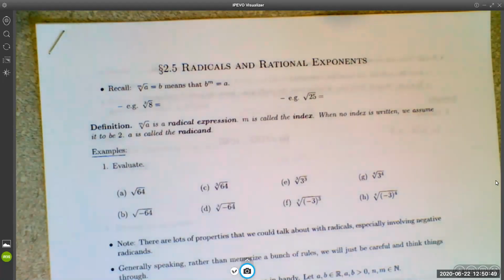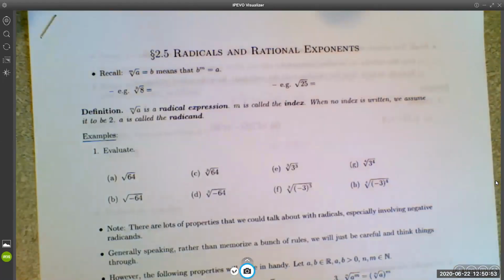All right, 2.5 are about radical, or 0.6 is about radical functions. So we're going to spend some time just reacquainting ourselves with radicals and radical notation in this section. And then we'll talk about how to graph and solve equations involving radicals and things like that.